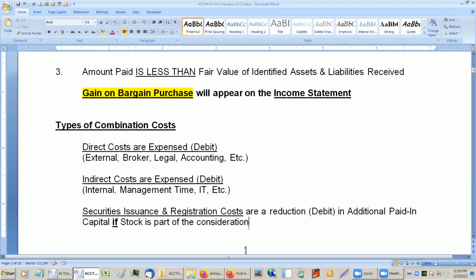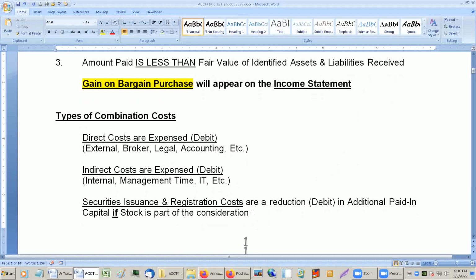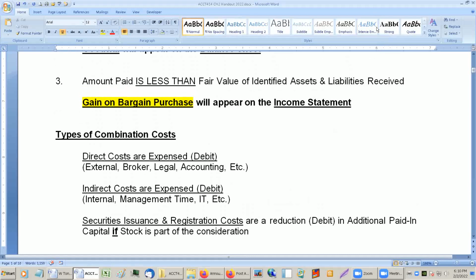If stock is part of that consideration. So if you're giving them your stock, which is a very common thing to do, then the security issuance and registration costs are a reduction of paid in capital, which we'll talk a little bit about later.